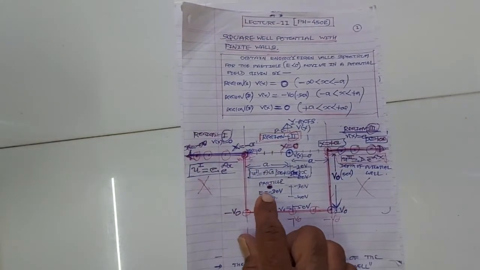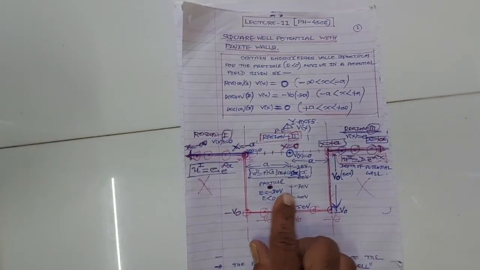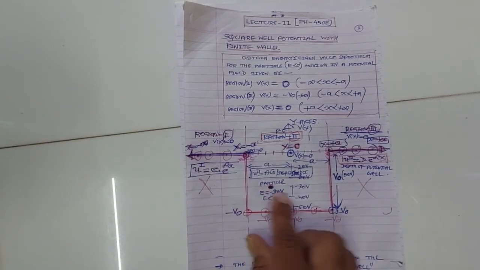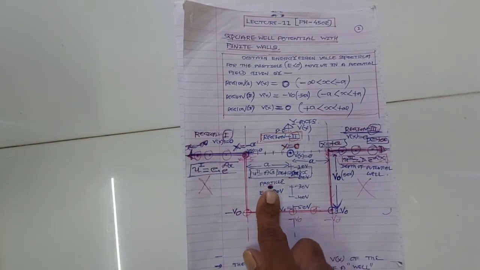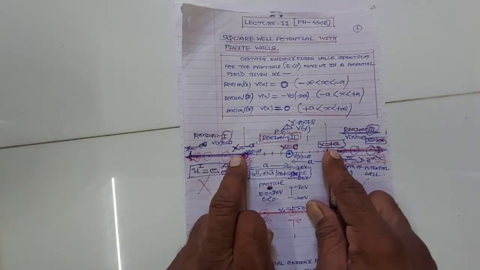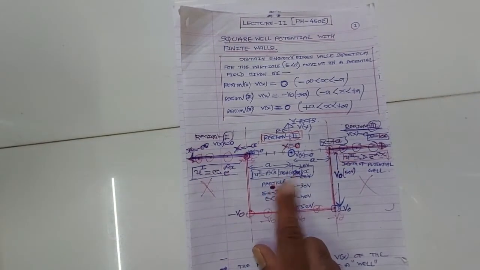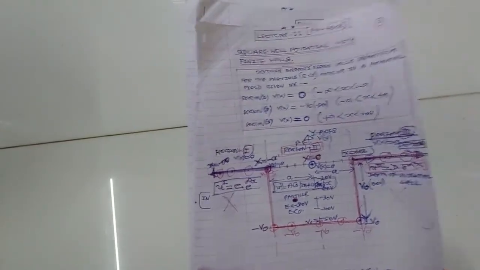A particle whose total energy is negative, suppose minus 3 electron volt, has to stay within the potential well between x equals minus a and plus a. So we can say that such a particle is bound by the potential. Now you know the time independent Schrodinger equation.